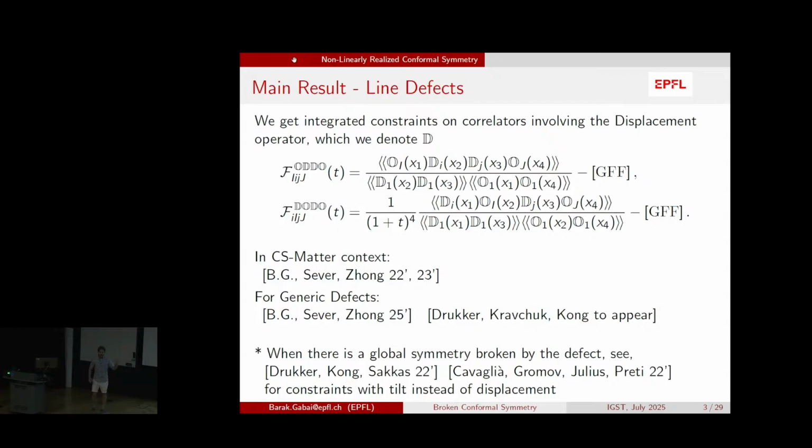In this case, if you take two generic defect operators inserted on the defect, OI and OJ, and you also insert two displacement operators, there are integrated correlator constraints on this type of function. These are 4-point functions. You multiply them by some kernel, you integrate, and there are some numbers that have to come out on the other side. These are the implications of the broken symmetry.